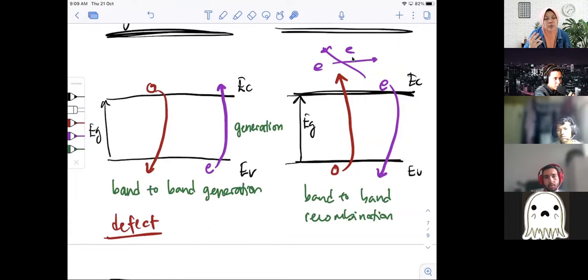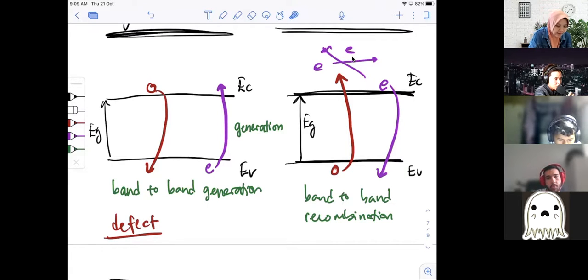But when we design a device, we need to think smartly: how do we increase generation, and how do we decrease or increase recombination, based on which one we want for the device? But both processes will keep on occurring at room temperature.